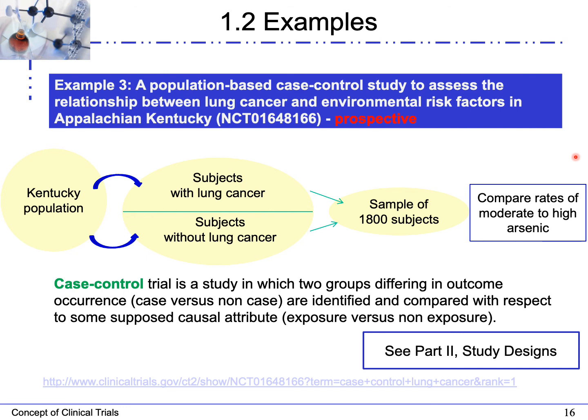The next example is a population-based case control study to assess the relationship between lung cancer and environmental risk factors in a certain geography, here the Appalachian Kentucky. Appalachian Kentucky has one of the highest incidence rates of lung cancer in the United States. And it was assessed that the disproportionately high incidence could not be explained by smoking or tobacco consumption alone.